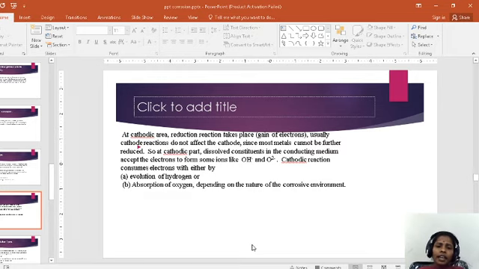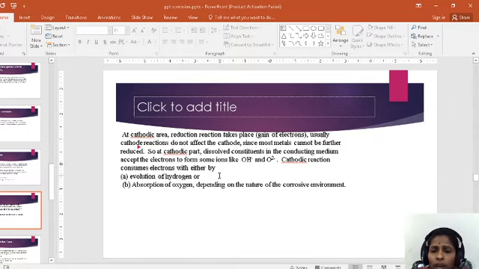At the cathodic area, the reduction reaction takes place. So we know that at the anodic area the oxidation reaction takes place, whereas at the cathodic area the reduction reaction takes place. Usually cathodic reactions do not affect the cathode, since most metals cannot be further reduced. So the cathodic metal is never affected in corrosion. Only the anodic metal is affected and undergoes decomposition, whereas the cathodic metal does not undergo any decomposition.